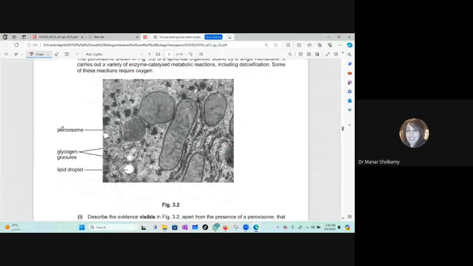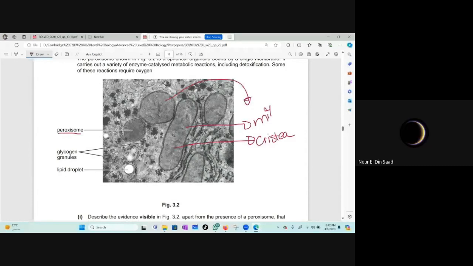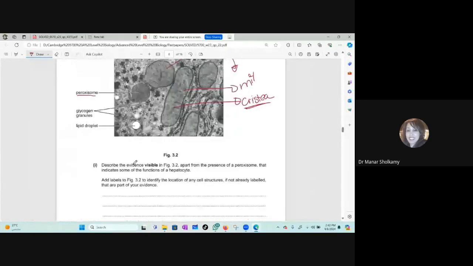So this is the peroxisome, and we have other organelles here. What's this organelle? It's very obvious. Noor. Mitochondria. Yes, it's a mitochondria. And by the way, this is also a mitochondria, but this is just a different cross section. And how did you know that it's a mitochondria? Yes, and they have internal foldings called what? The cristae. Yes, okay. They increase the surface area for aerobic respiration.